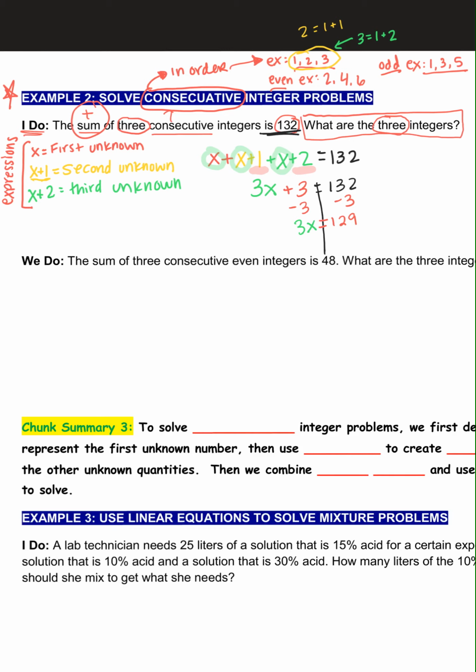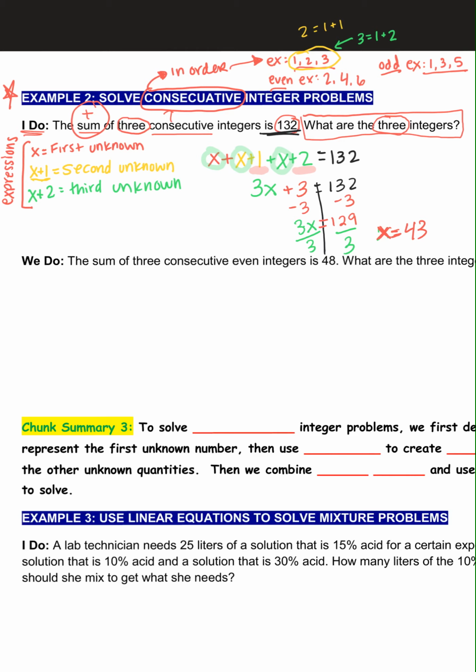Now 3x means multiplication, and I want to undo multiplication, so I'm going to divide. And then I will have x equals, let's see, that's 43. So I get x equals 43. That is one of my answers.